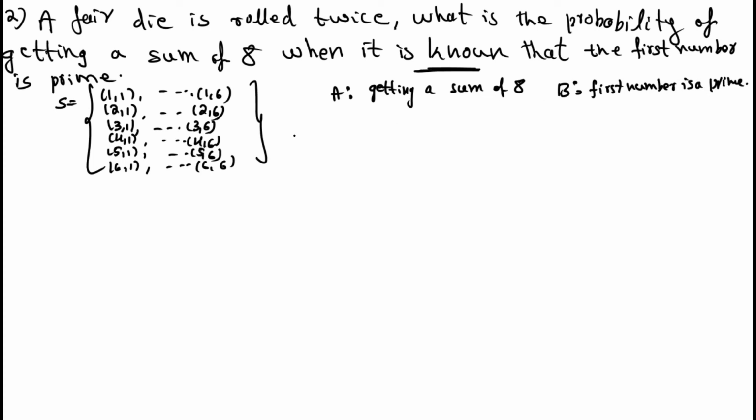Okay, in the next case, I'll write event A is equal to, what are the possible outcomes? Getting a sum of 8. Up to see, 1 1, that is 1 plus 1 equals 2. 1 2 means 1 plus 2 equals 3. 1 comma 6 means 1 plus 6 equal to 7. If you add any one outcome, you have to get 8. That's the meaning of getting a sum of 8.